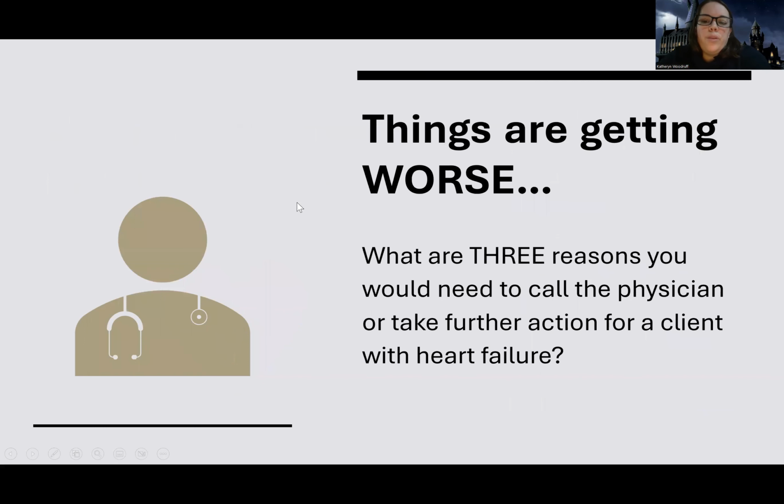So what are 3 reasons you would need to call the physician or take further action for a client with heart failure? If you remember, heart failure depends on, of course, right versus left, but things would be like worsening edema, gaining too much weight. It's like that 3 pounds in 2 days or 3 to 5 pounds in a week.